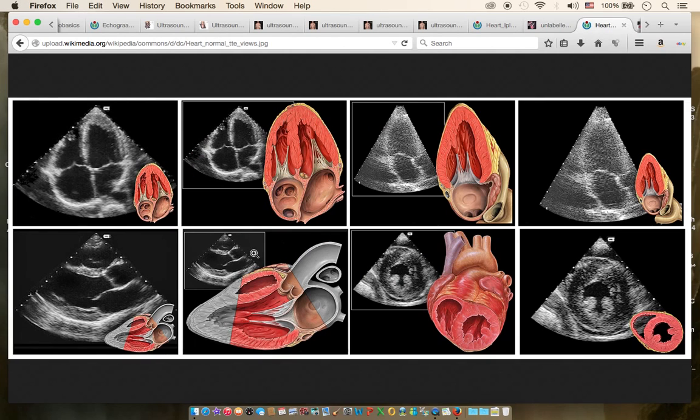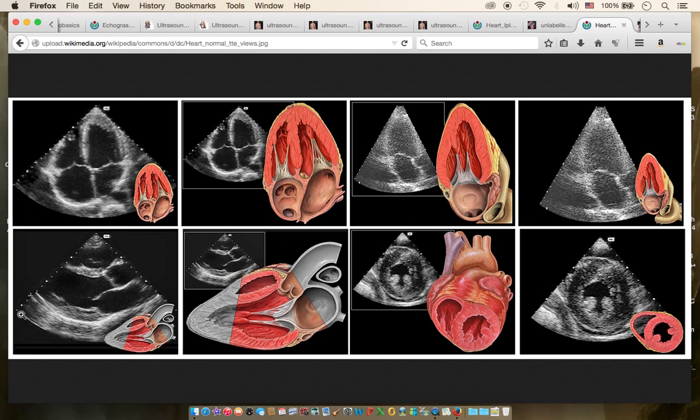Again, this is a picture. This is a longitudinal axis. This is a short axis. Forget about these views. This is an apical view. If you want it, this is the apical view. Forget about that.